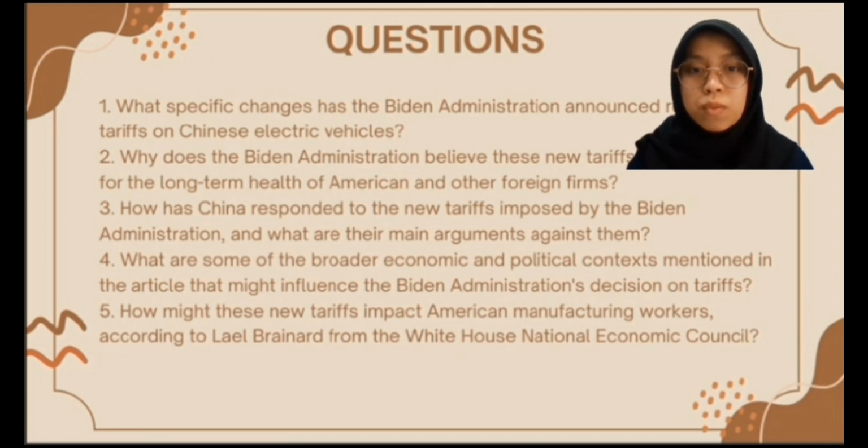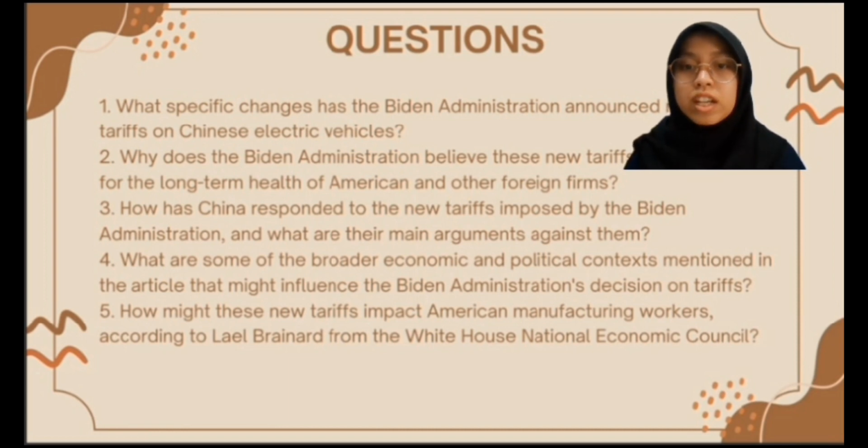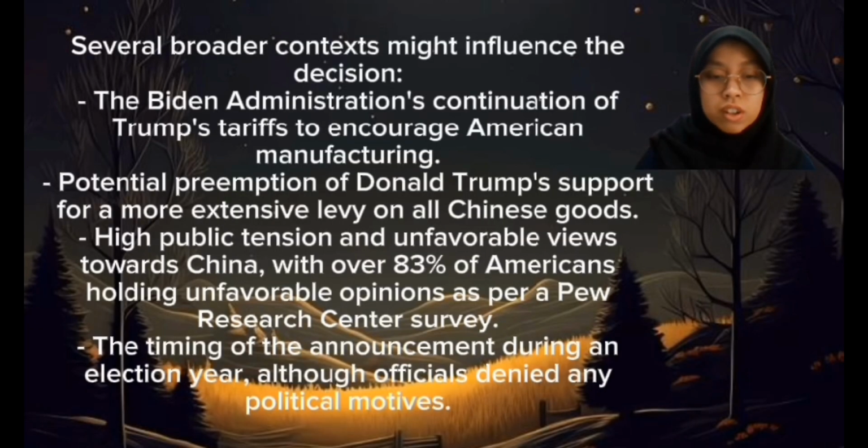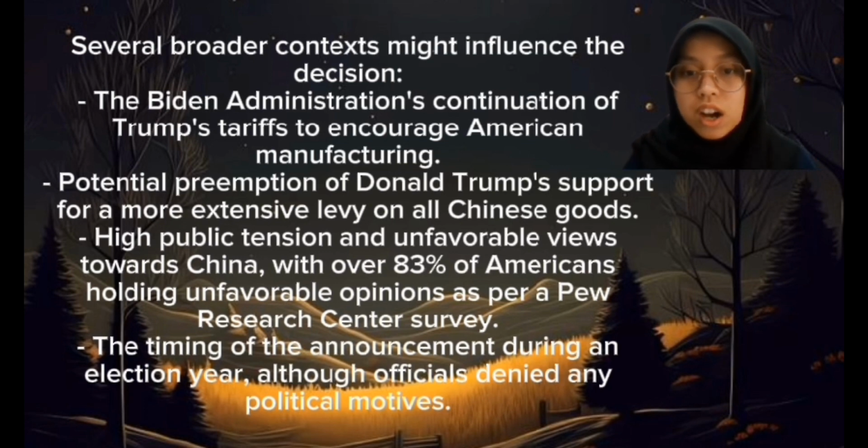Number 4. What are some of the broader economic and political contexts mentioned in the article that might influence the Biden administration's decision on tariffs? For this answer, we use the same technique, skimming. So the answer is, several broader contexts might influence the decision.